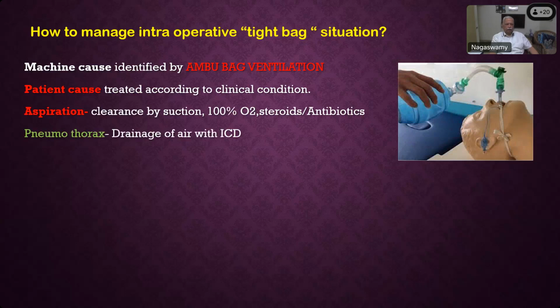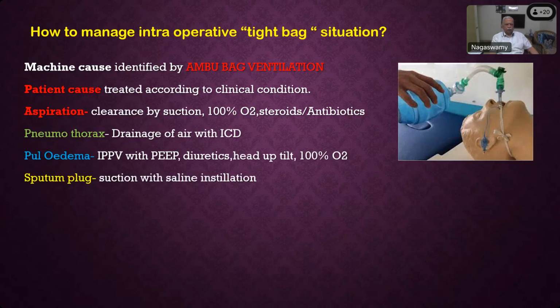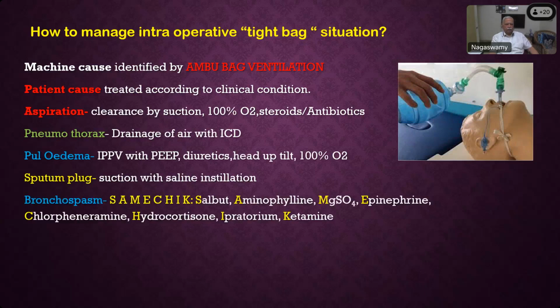If it is pneumothorax, drainage of air with an ICD. If it is pulmonary edema, IPPV with PEEP, diuretics, head up tilt, 100% oxygen. If it is sputum plug, suction with saline instillation. Nowadays they don't recommend saline instillation. You can put simple distilled water and suction out. And for bronchospasm, you can use the following drugs: salbutamol, aminophylline, magnesium sulfate, epinephrine, chlorpheniramine maleate, hydrocortisone, ipratropium bromide, and ketamine. And the mnemonic for that is the same chick.